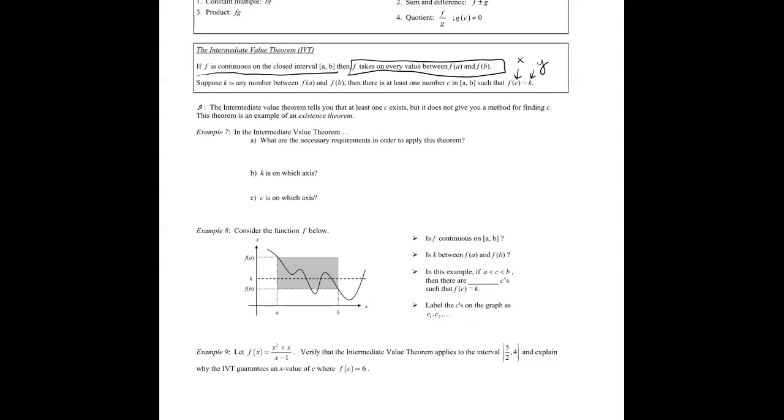Well, in order to apply this theorem, I've got some graph that, let's say, here's one of my endpoints, let's call that A, and then let's call this B. And I know that I have to have a y value that exists everywhere in between. So I could have a graph that looks something like that, but there's going to be one continuous function, and it's going to have a y value that exists everywhere from a to b. Alright, that's all that's required. F is continuous.